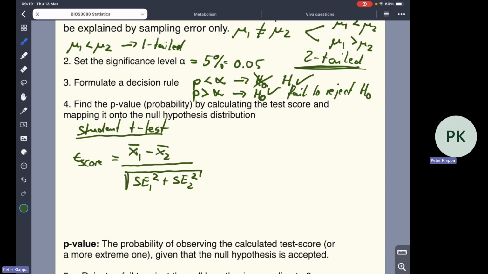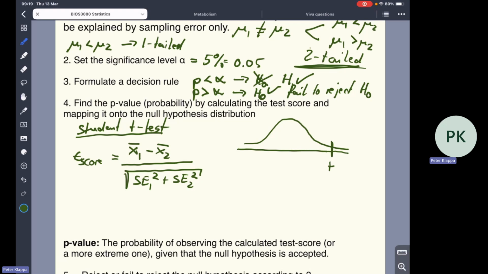At least that is the t-score that Gossett used. And what you would then do is you simply get this t-score. You use a t-distribution. Let's say here's our t-score. And we measure what is the probability of getting this t-score or a higher value. So basically, what is the probability to get this bit here?